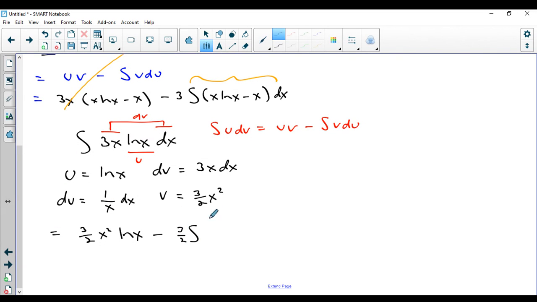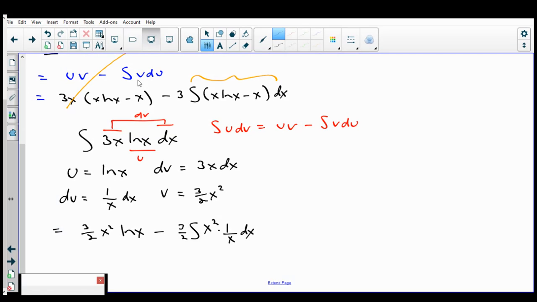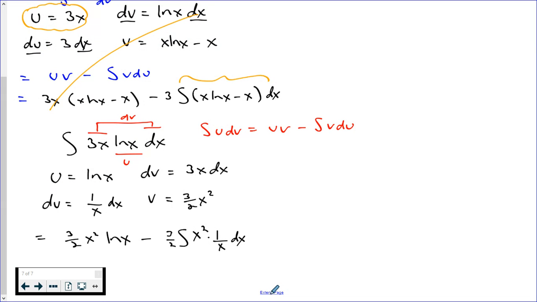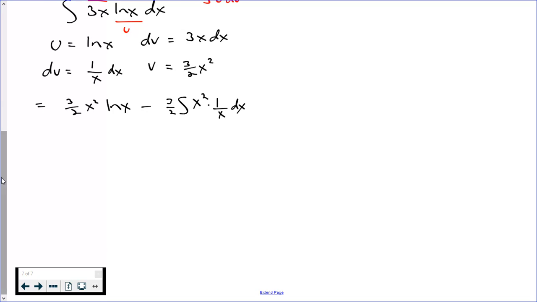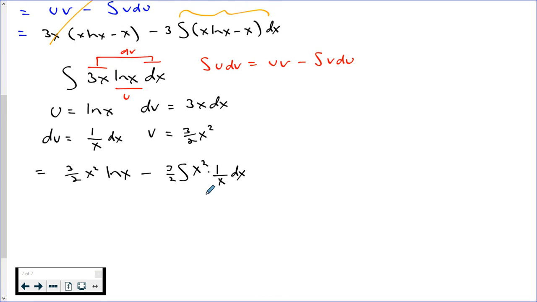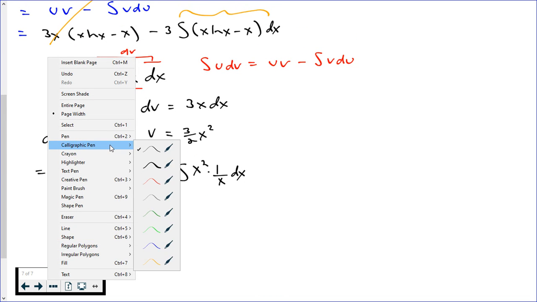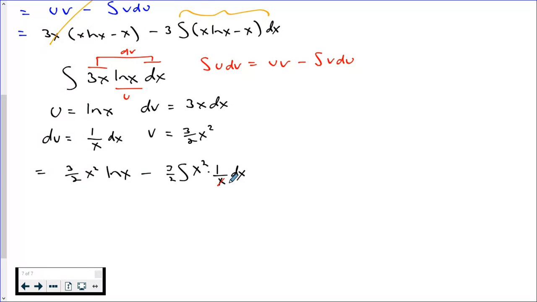You can only pull constants out. So v du is basically x squared times 1 over x dx, which maybe at first glance you're like, oh my God, I have a product. That's not a good thing, but it's really not a bad thing because you can simplify that product, right? X squared times 1 over x, that's just x. We can simplify that however you want to think about it. X divides into that once and divides into one of those factors there.